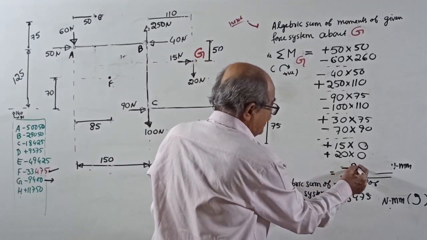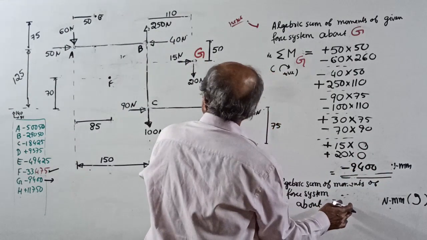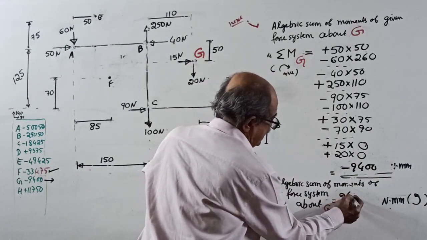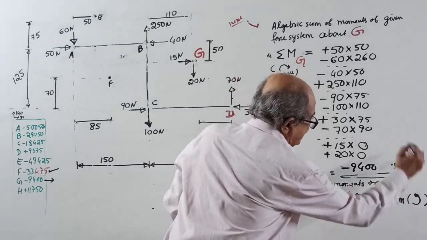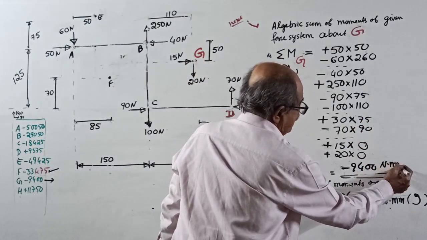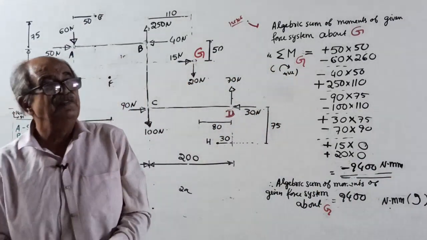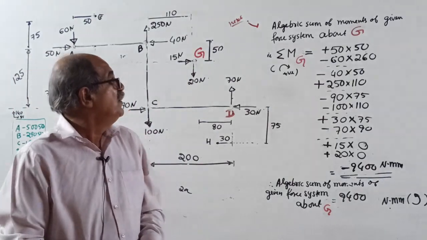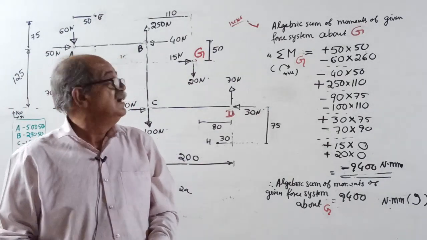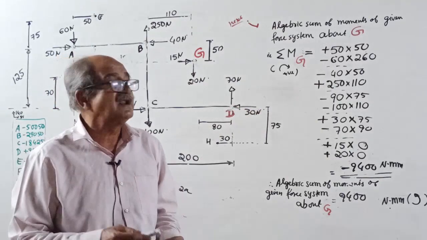Someone will ask, sir, how you got it? Don't worry. 9400. Our answer about which point? G is 9400 minus, anti-clockwise is the answer. Okay, now the last point. Feeling relieved now, finally over. See, this much effort I put in to give you the correct idea. If you don't utilize it, you are the loser.